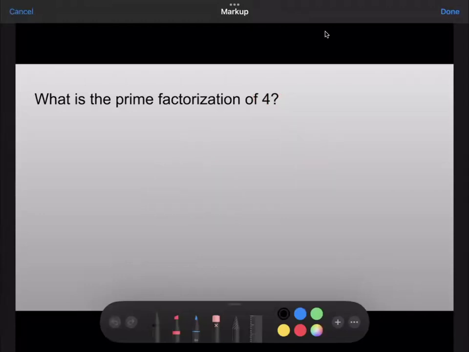Here is our next practice problem. What is the prime factorization of 4? Okay, well, let's start by writing down 4. And when I think of 4, I think of 1 times 4, and I think of 2 times 2. So I'm going to go ahead and write a 2 here and a 2 here.